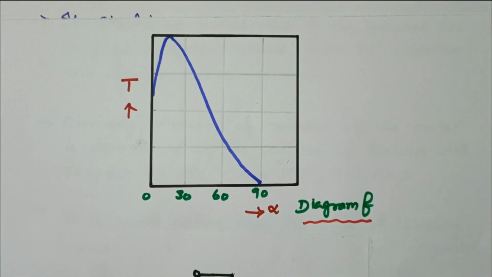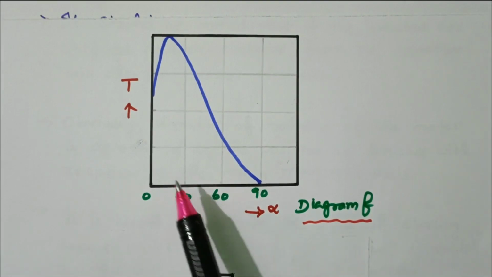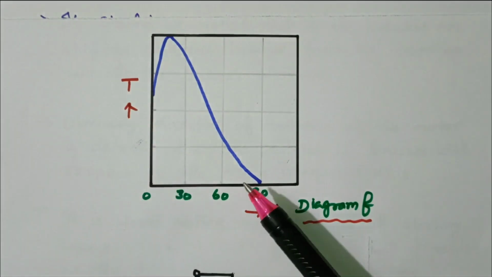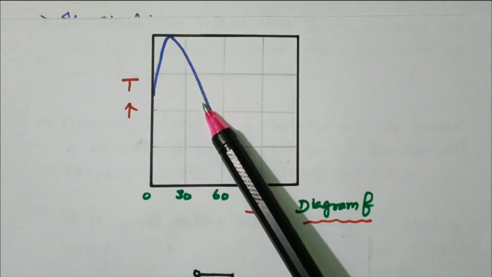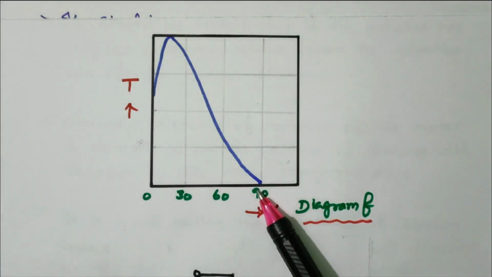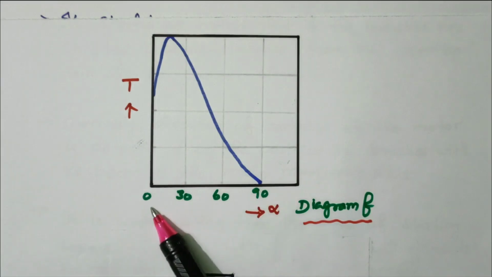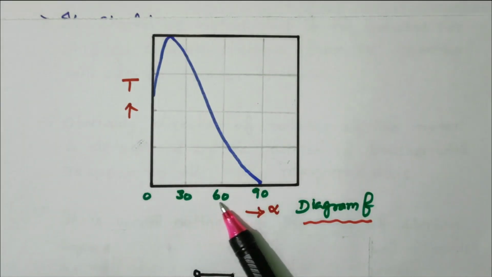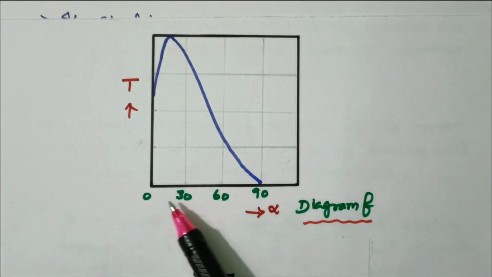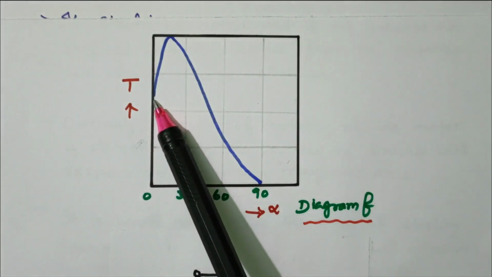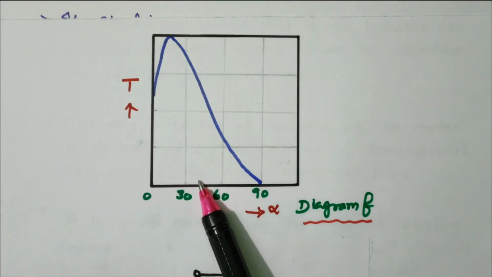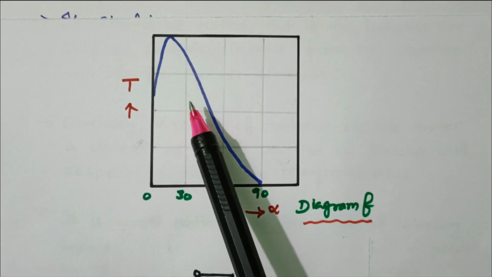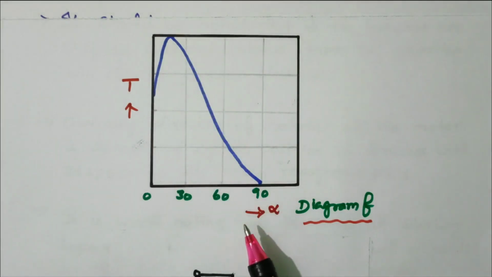Rotation angle is on the x-axis, and torque is on the y-axis. The torque increases gradually and reaches the maximum value, then decreases and reaches 0 at 90 degrees. So it is rotating from 0 to 90 degrees. At 0 degrees itself there is a good amount of torque. Almost at 45 degrees it reaches the maximum value, then decreases and becomes 0.